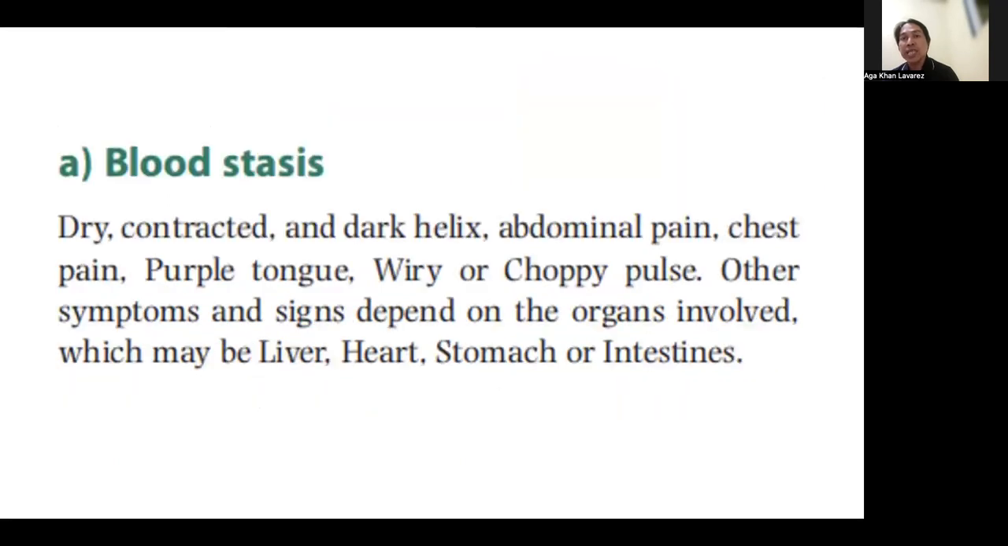Letter A, blood stasis, dry, contracted, and dark helix. Abdominal pain, chest pain, purple tongue, wiry or choppy pulse. Other symptoms and signs depend on organs involved, which may be liver, heart, stomach, or intestine.